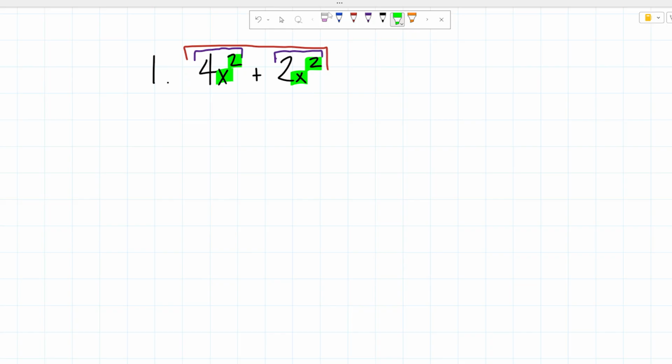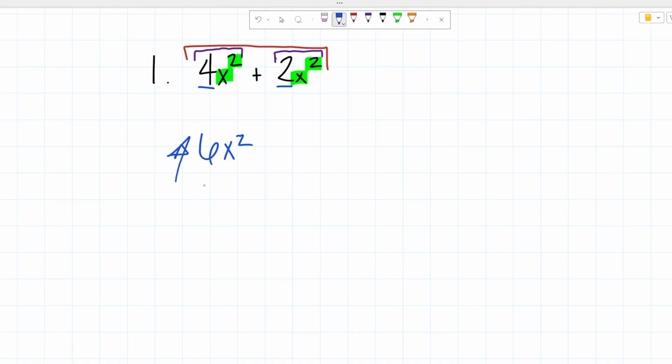Now, how do we combine these terms? We look at the big number in front of the variable. We call this big number the coefficient, and all we need to do is add these, or whatever it tells us to do. This time it says add, so we need to do 4 plus 2. 4 plus 2 is 6. Now we're just about done. We need to take our variable and exponent and put it on at the end: 6x squared. That will be our simplified form.